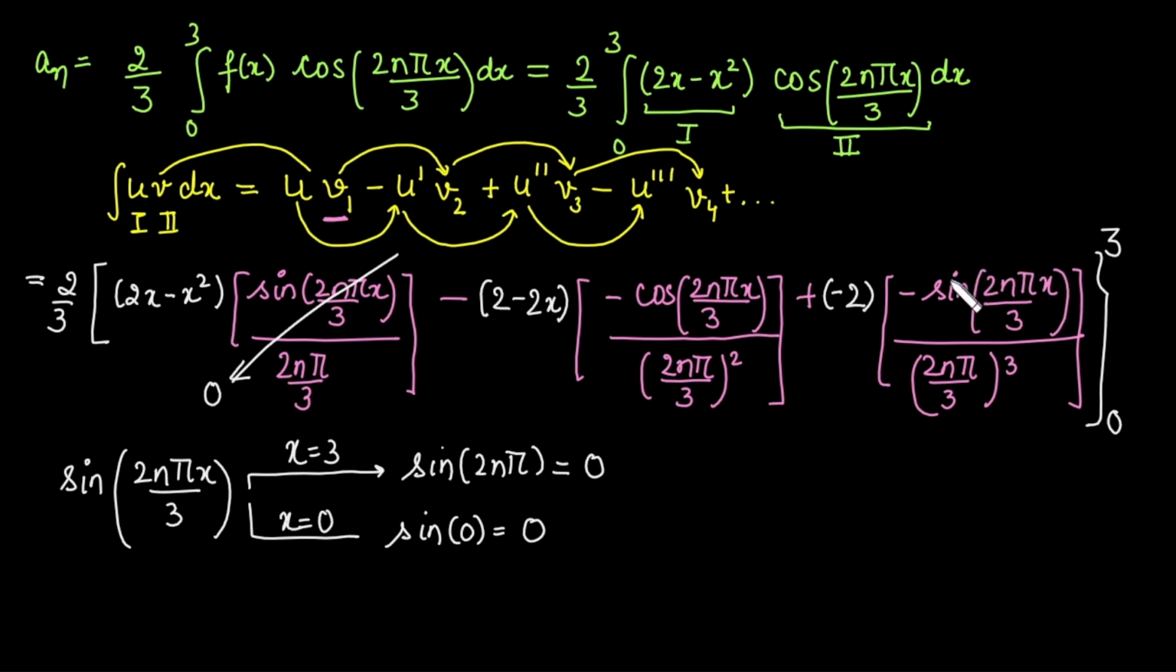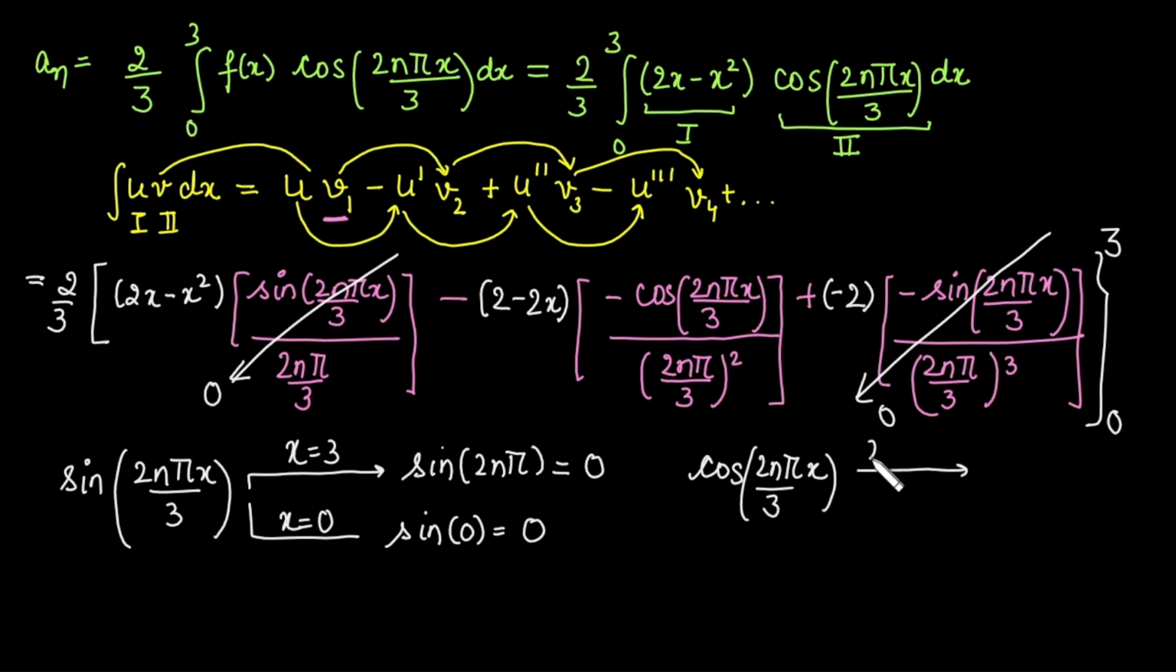Similarly, we have the same expression in the third term. Again, it is getting a 0 for both the limits. So, we can write this as equal to 0. Next, check the behavior of the cos function, cos 2n pi by 3 into x.